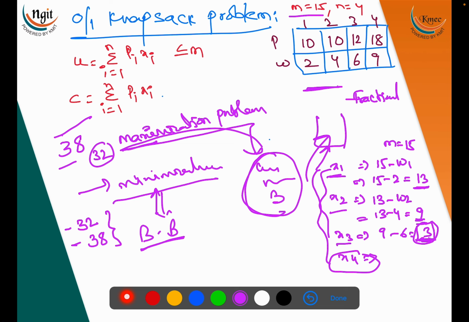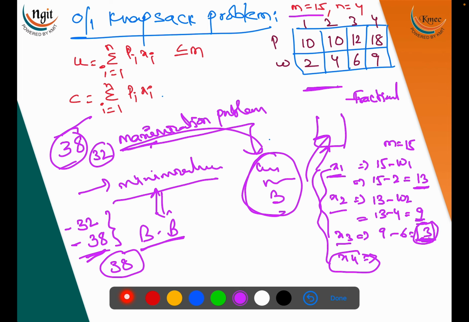In these two, which is minimum? Minus 38 is minimum. Whether it is a maximization, we'll consider 38. If it is a minimization, also you are considering 38. That means we can convert the signs of these profits. Instead of positive, we will make it a negative weight, negative profit, and we can solve this maximization problem by converting it into minimization and solving.